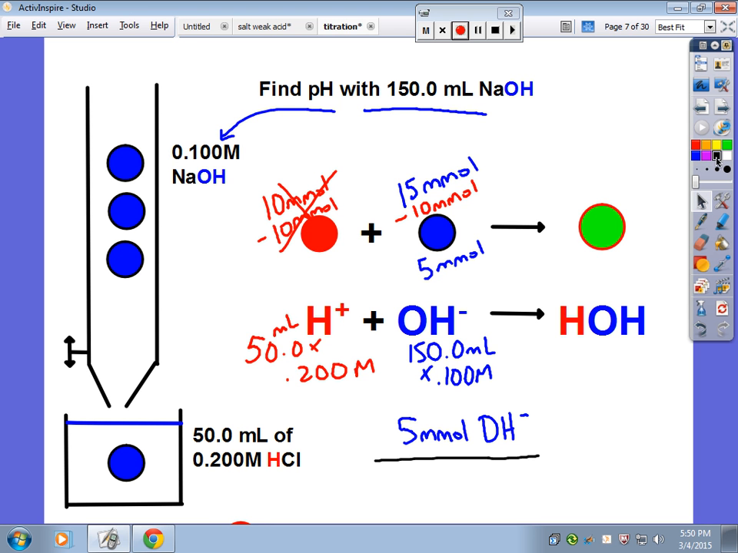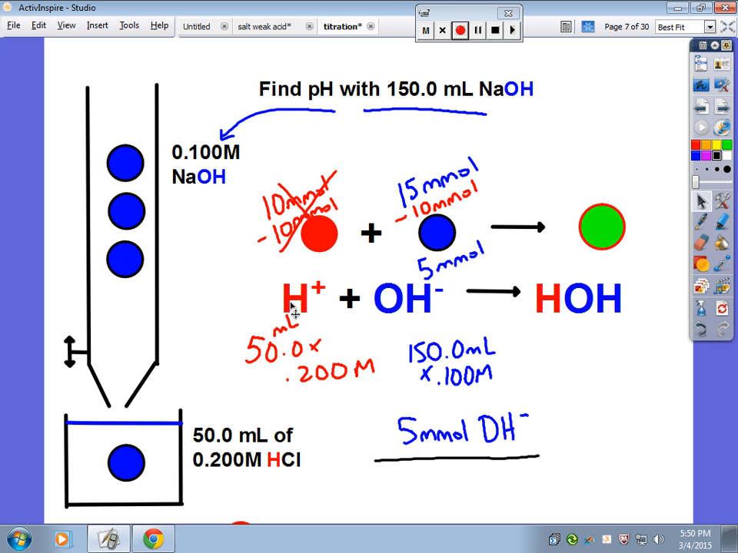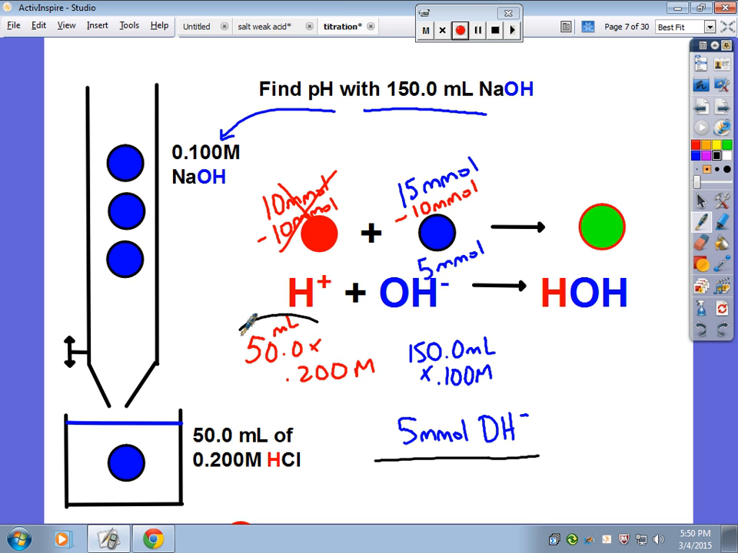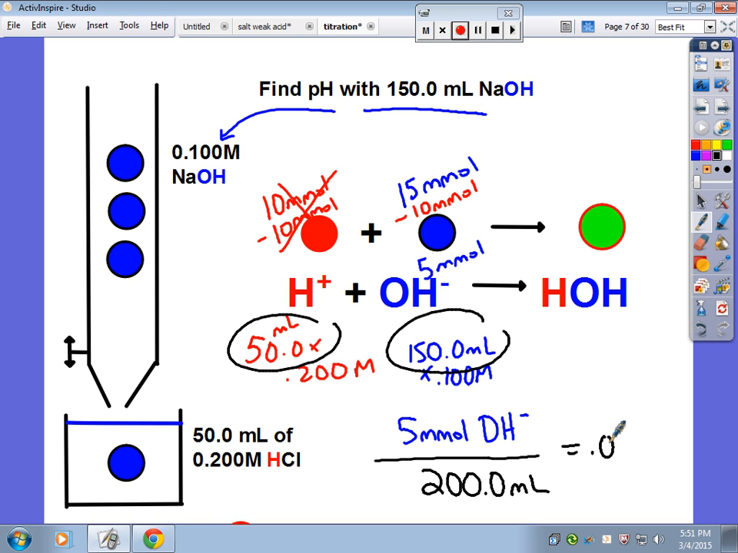What's my new volume? Well, I have 50 milliliters and 150 milliliters. That adds up to equal 200 milliliters. And if I have 5 millimoles over 200 milliliters, that's going to give me a value of 0.025 molarity. And what's that my molarity of? That's my molarity of my hydroxide ion concentration.